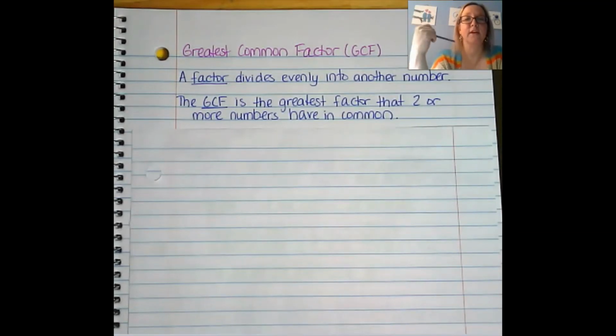Now first, it's important to understand what a factor is. A factor is a number that divides evenly into another number without a remainder. So for instance, if I ask for factors of 10, those would be 1, 2, 5, and 10, because each of those numbers divides into 10 evenly without a remainder.